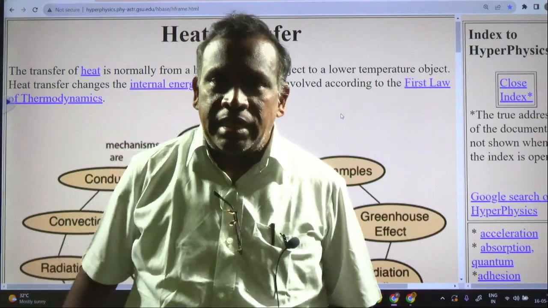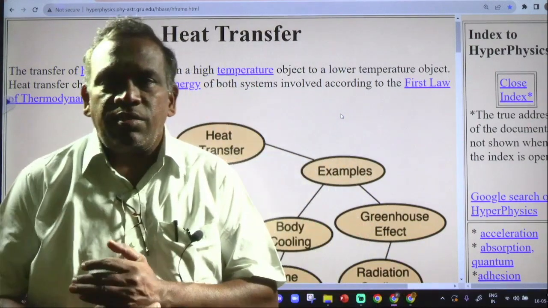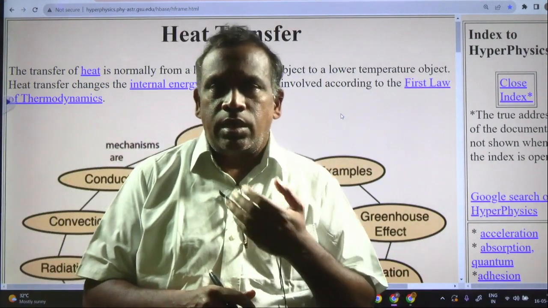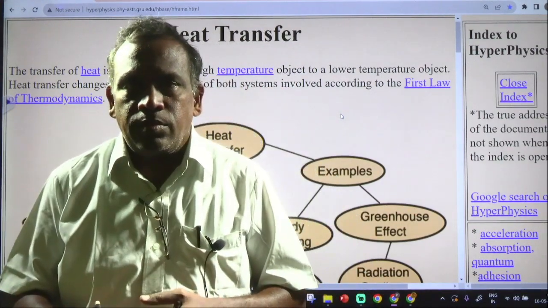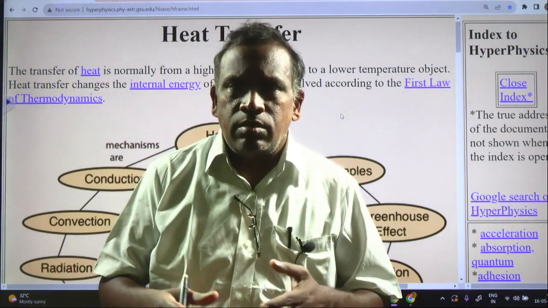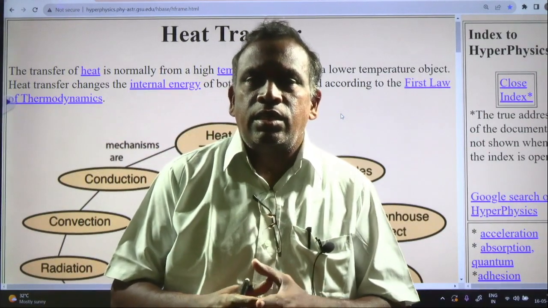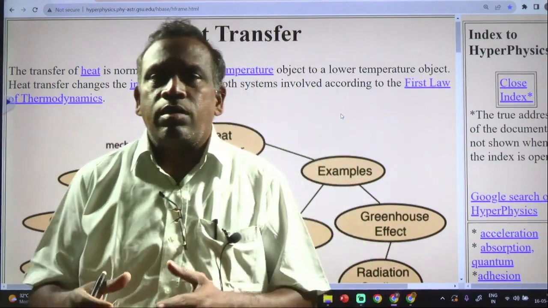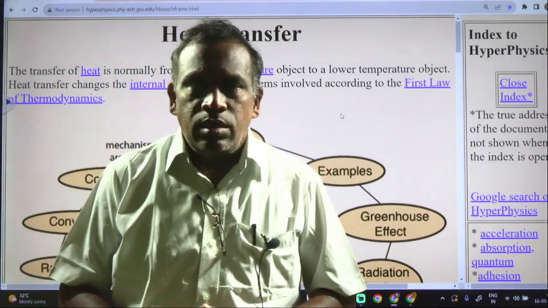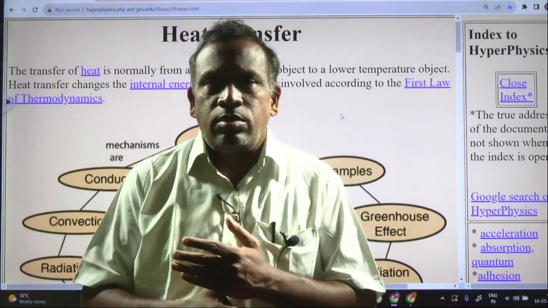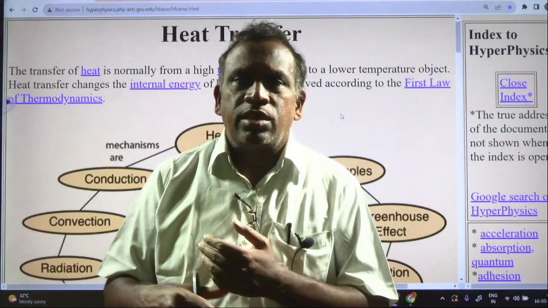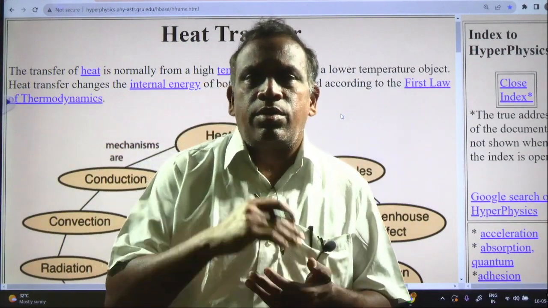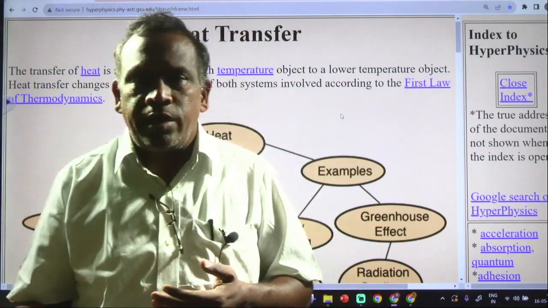The topic is heat. Heat is a form of energy. It transfers from higher temperature to lower temperature. Heat is life sustainable energy. Once heat is emitted from bodies like hot bodies, if the temperature is high, that is a hot body. If the temperature is low, it is a cold body. Heat travels from higher temperature to lower temperature.